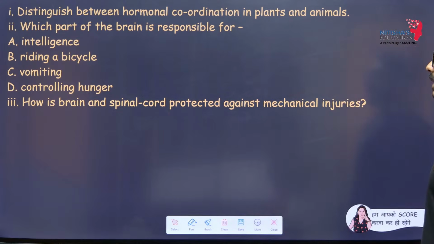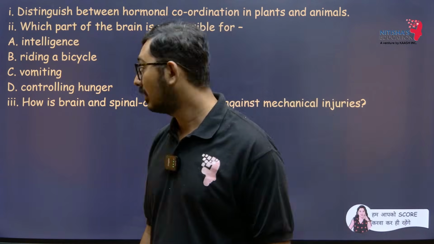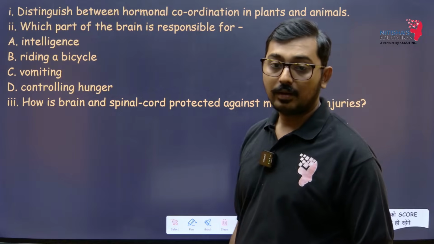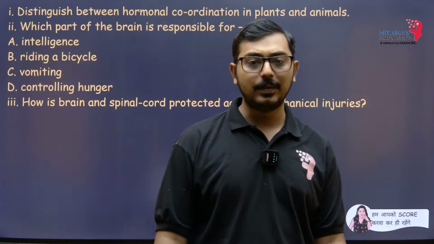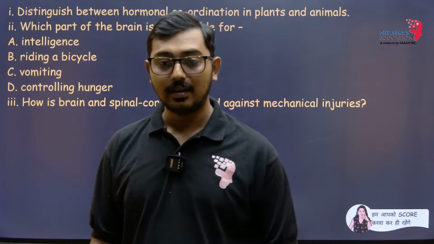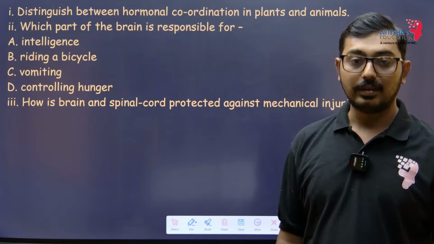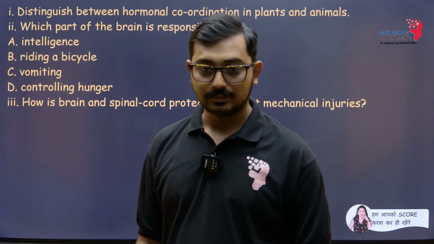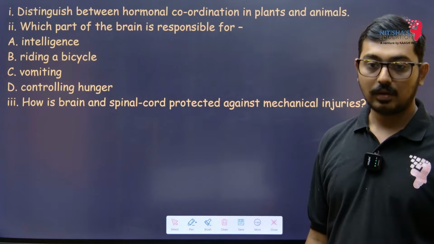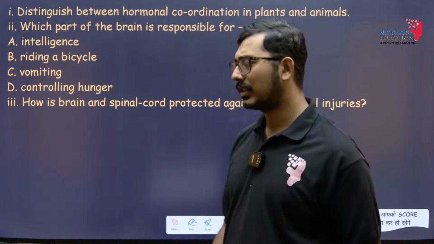Next, how are the brain and spinal cord protected against mechanical injuries? First of all, the brain is protected with the help of the thick skull, a very hard bony shell covering the brain. And the spinal cord is protected by the backbone, or vertebral column. So backbone mostly would be the answer for it.